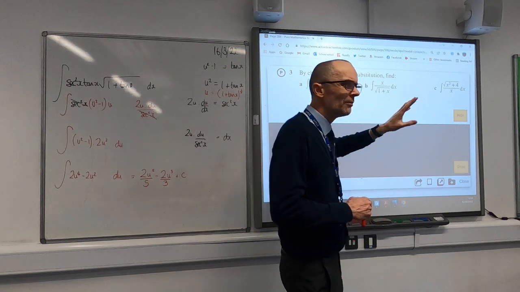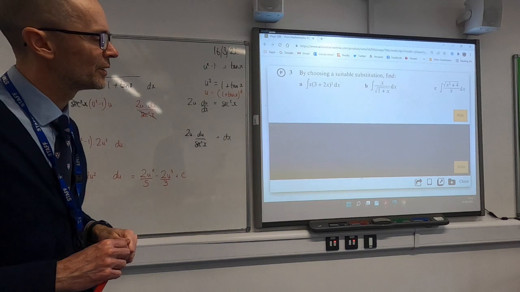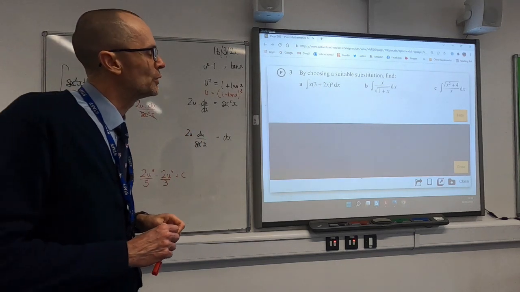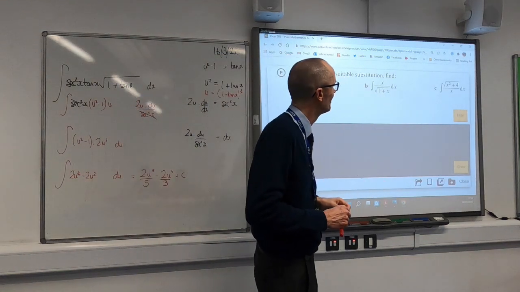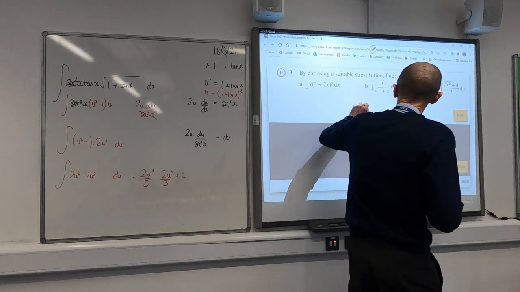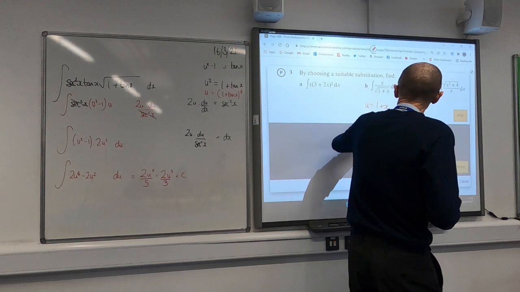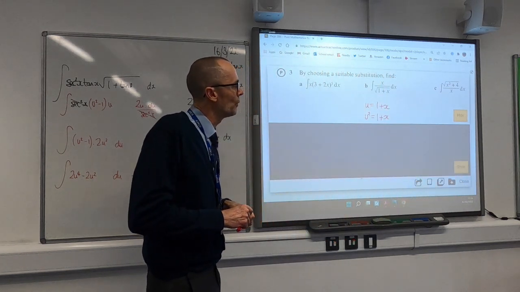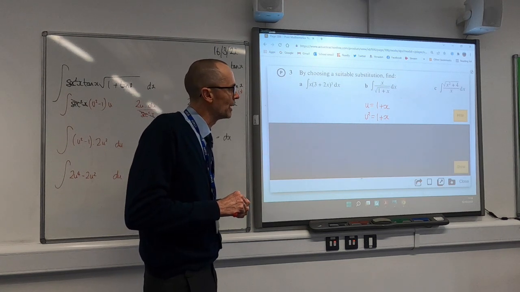Here, you've got to decide really, are you going to make u equal to 1 plus x? So you end up with the square root of u on the bottom. Or will you make u squared equal to 1 plus x, so you just end up with u on the bottom? And it might be worth trying both ways just to see which one, and sometimes both will work, and sometimes only one will work.